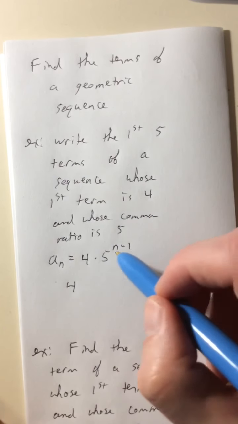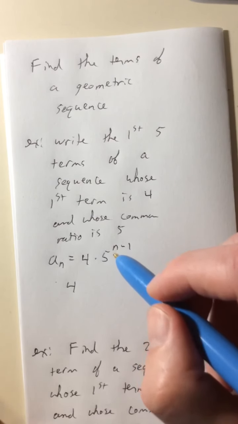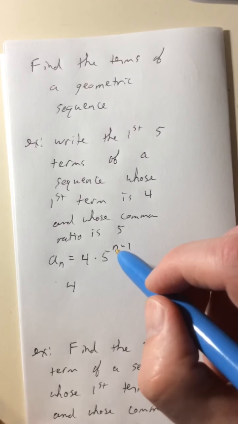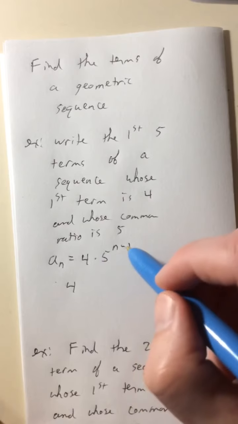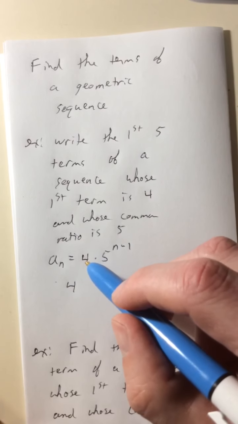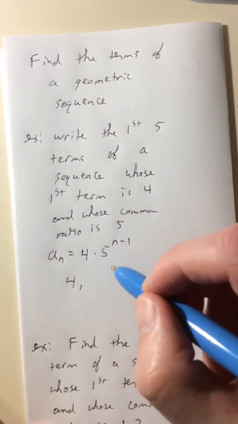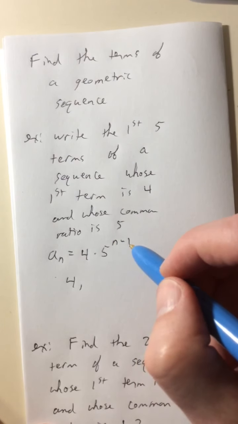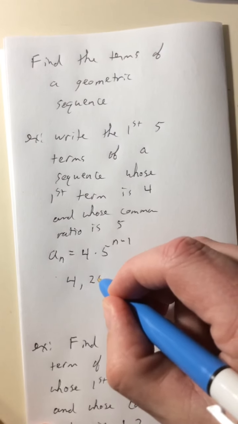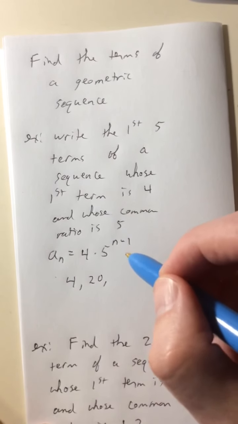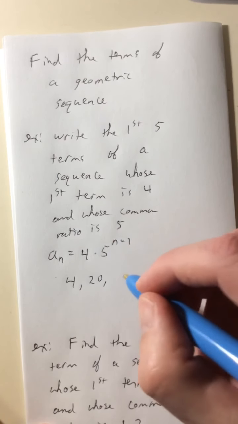So with the n minus 1, when n is 1, 1 minus 1 is always going to be 0, and anything to the 0 is 1. That gets us our first term, which is why we have n minus 1. Then number 2: 2 minus 1 is 1. 5 to the 1 is 5, times 4 is 20. The third term: 3 minus 1 is 2. 5 squared is 25, times 4 is 100.